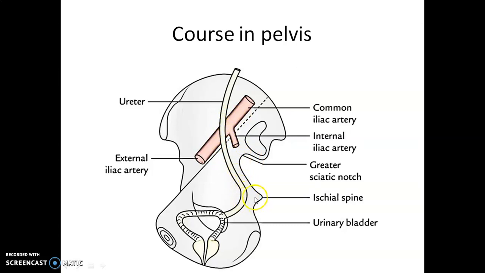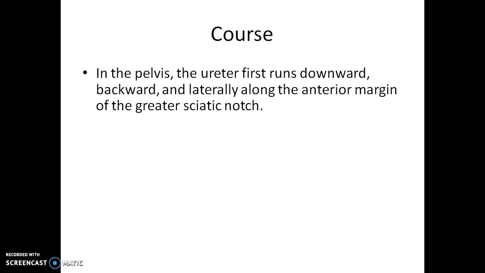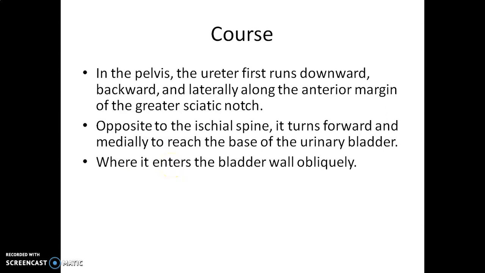At the level of the ischial spine, it moves downwards, forwards, and medially to end up in the superolateral angle of the trigone of the bladder. As for its course in the pelvis, we will see it one by one. The ureter first runs downwards and backwards, coinciding with the greater sciatic notch. Then, opposite the ischial spine, it moves downwards, forwards, and medially to reach the base of the external trigone of the urinary bladder. Within the bladder wall, it runs obliquely. This is important because it prevents the reflux of urine back into the ureter.